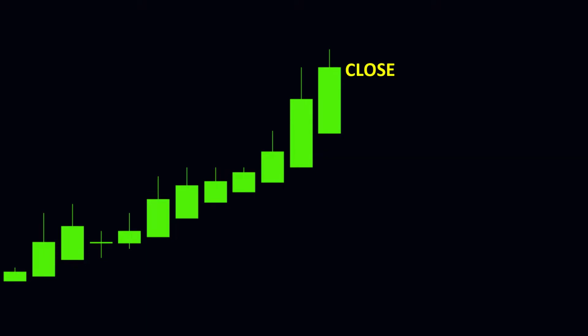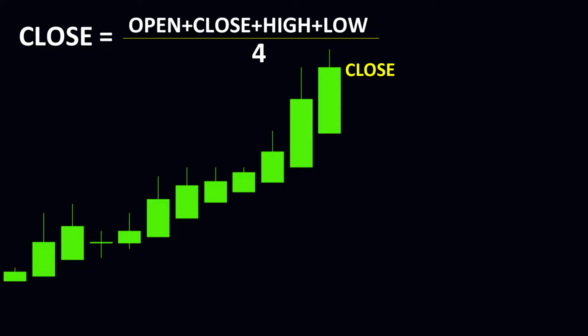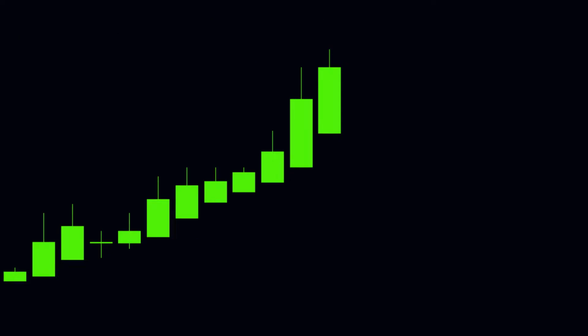But for the close of a Heikin Ashi candle, the open, close, high and low of the current normal candlestick are added, and then it is divided by 4. The high and low of a Heikin Ashi candle are the same as those of the normal candlestick.